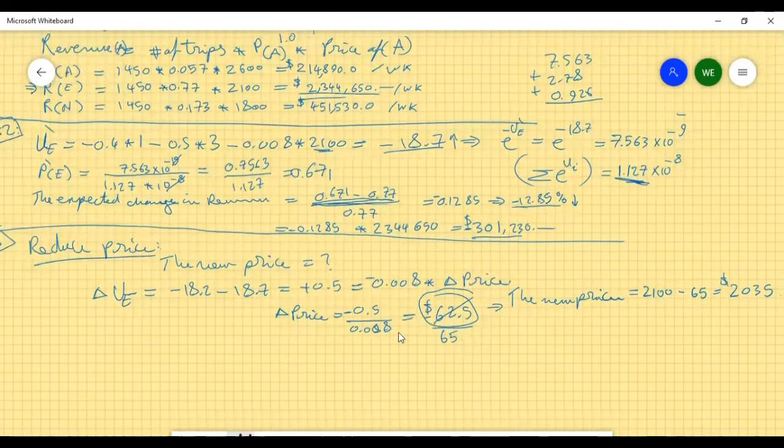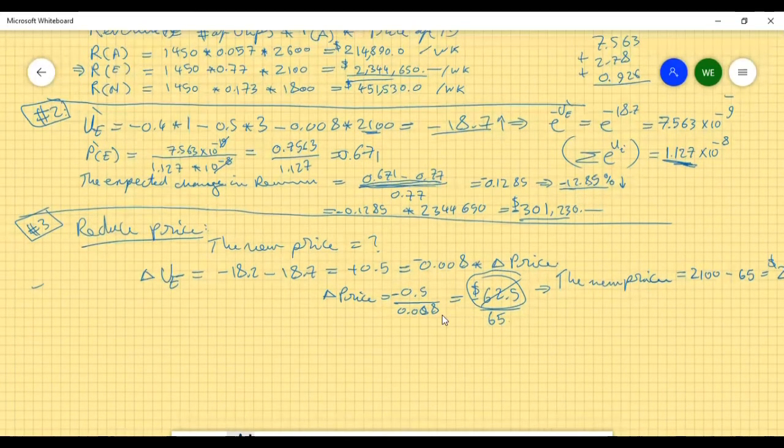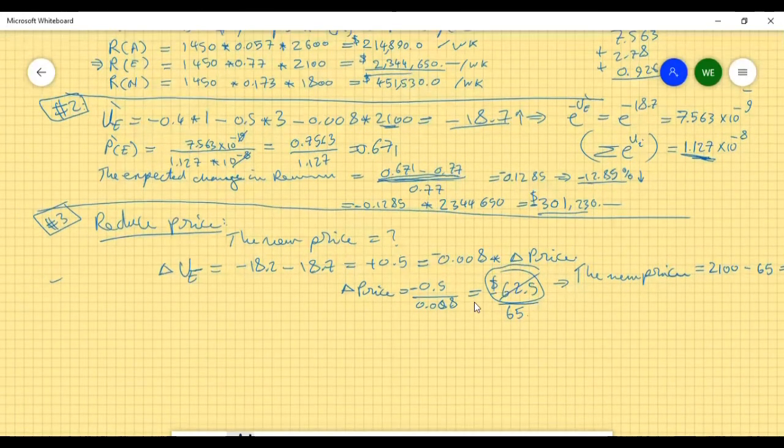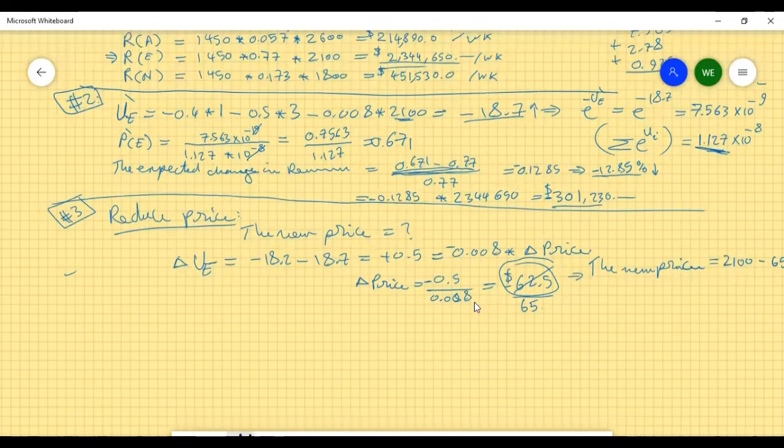Let's see. Now, after we make this, we are going to get back the same percentage, 77%, because now the utility function will be almost 18.2. Let's check on the new revenue.